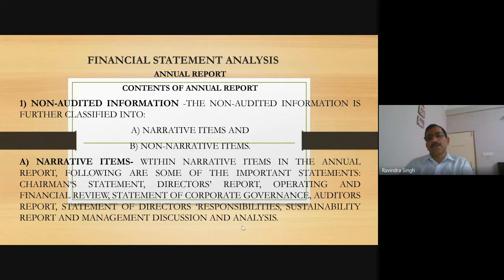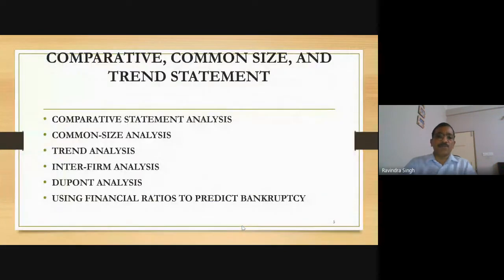Within narrative items in the annual reports, the following are some of the important statements. See, this is not exhaustive. This is inclusive, meaning there may be other reports also. Chairman's statement, director's report, operating and financial review, statement of corporate governance, auditor's report, statement of directors' responsibilities, sustainability report, and management discussion and analysis. So these are all non-audited information.